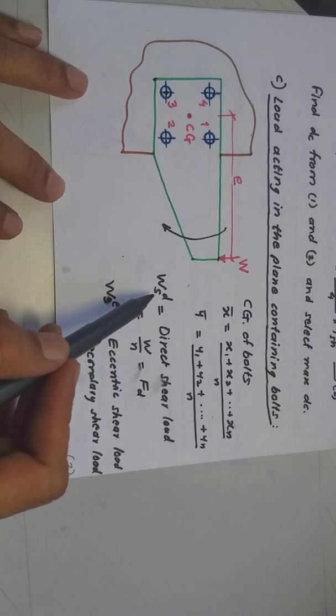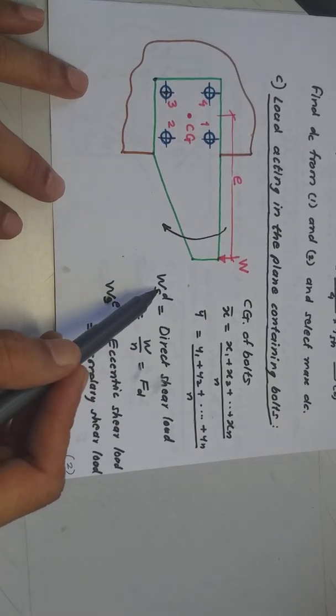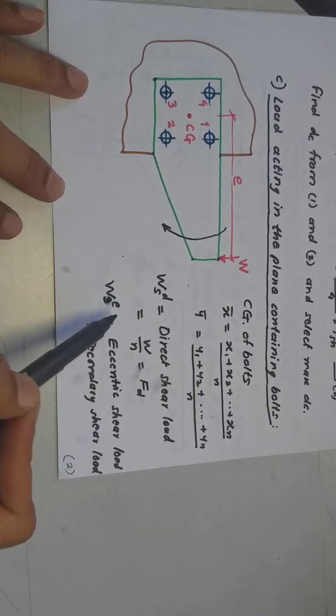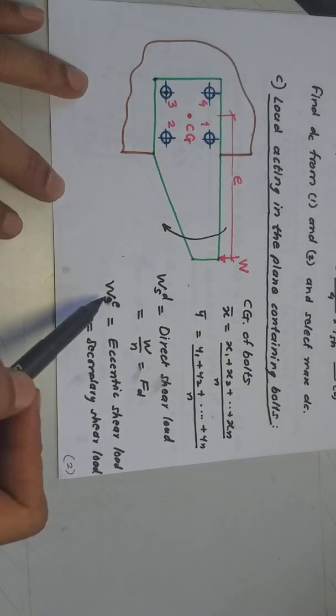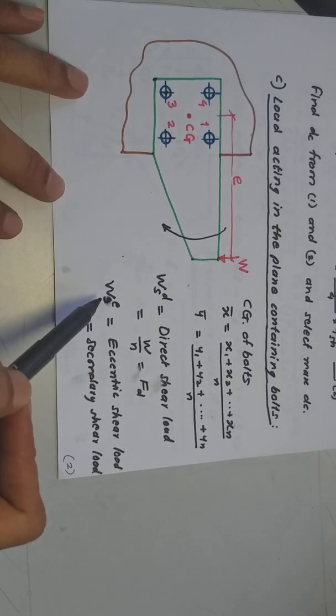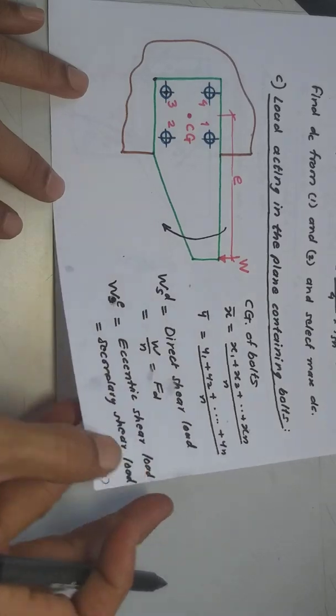Next thing we are going to add the two, and since both of them are of shear type, you can add W shear direct plus W shear eccentric. The only thing is you have to add them considering that they are vectors. So depending on the direction you have to add them. That we will see in the next slide.